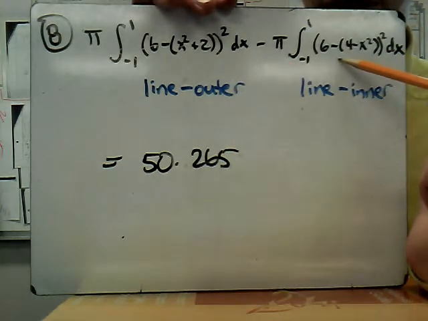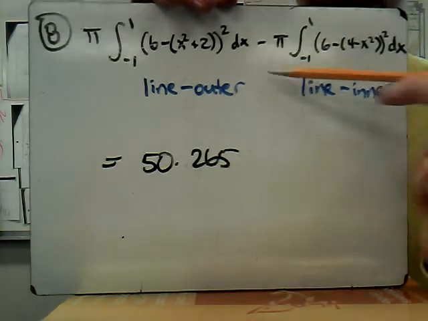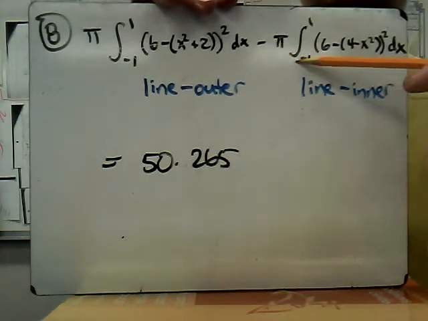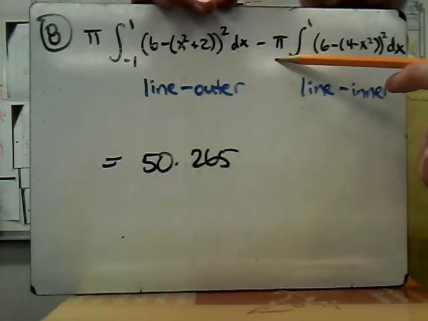The inside function, the inner radius, would be 6 minus (4 minus x squared), the difference between the two functions. Again, we're integrating from -1 to 1, and we multiply by pi in the long run.